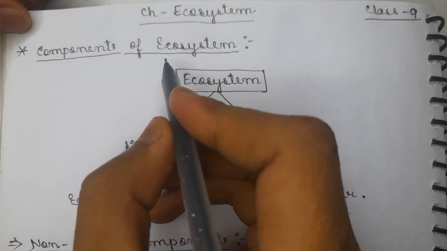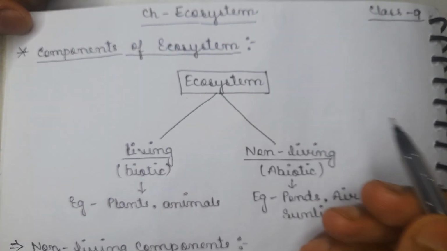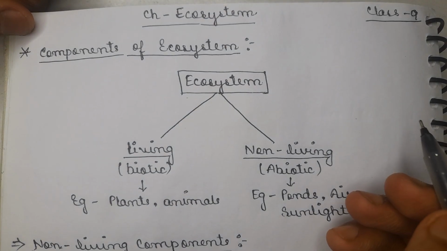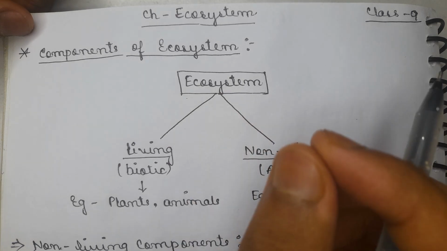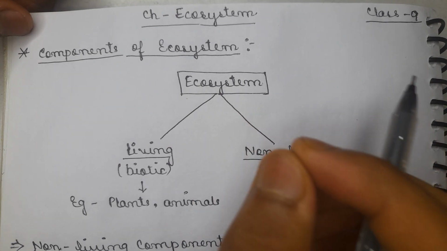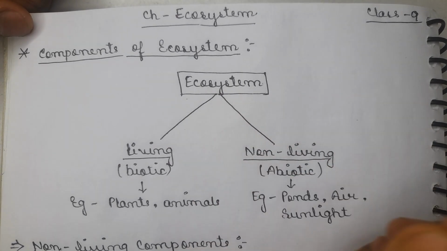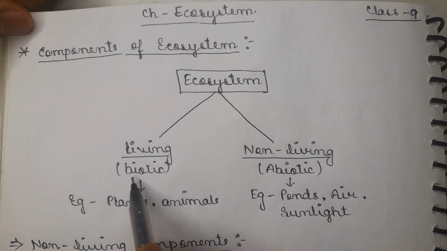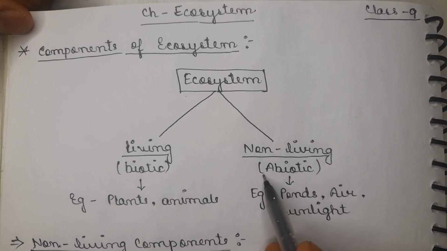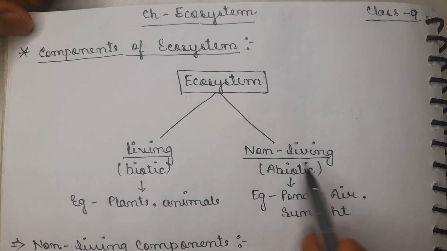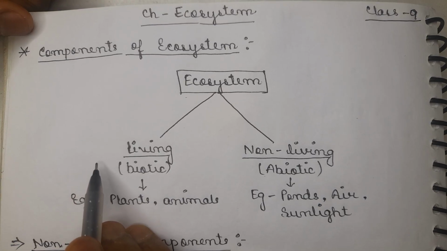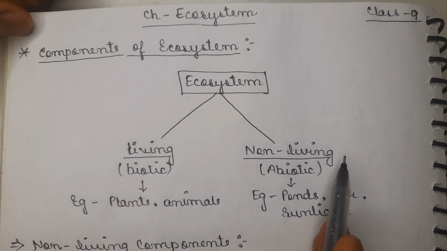Basically, the ecosystem contains both living and non-living components. If you look around your environment or surroundings, we will be able to find some biotic or abiotic components. Basically, biotic components are the living things and abiotic components are the non-living things. If you look at your surroundings, you will be able to find some living things and some non-living things.